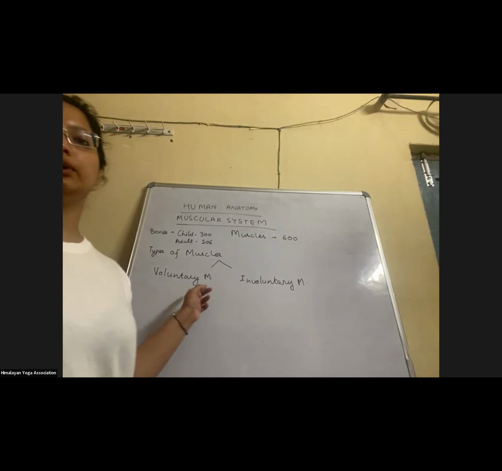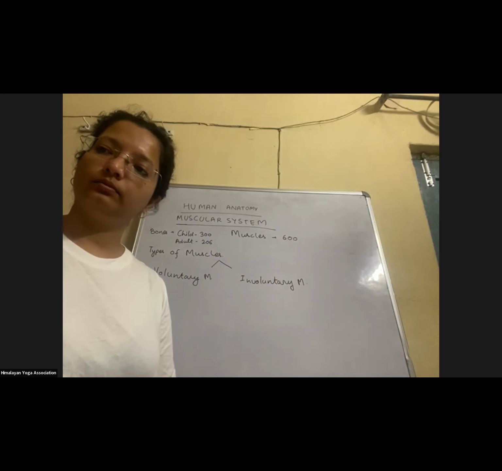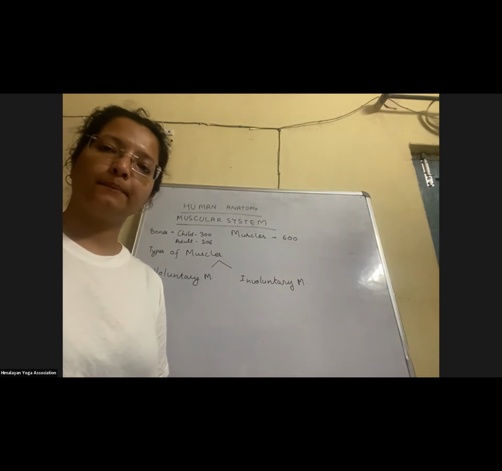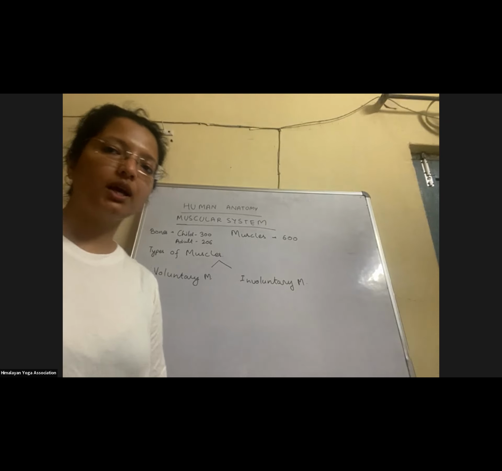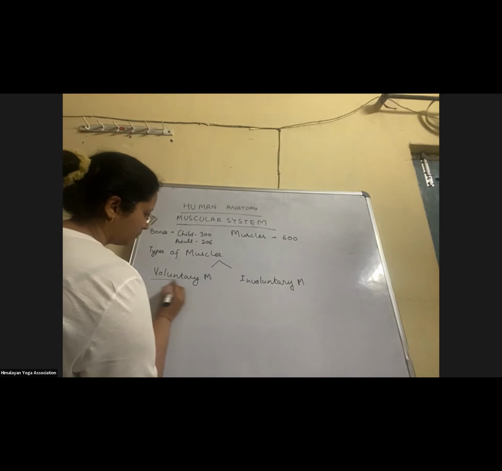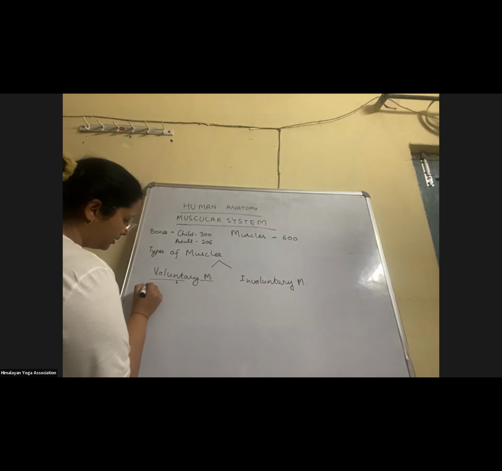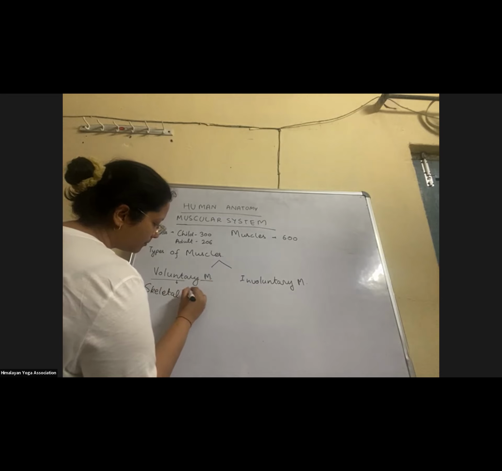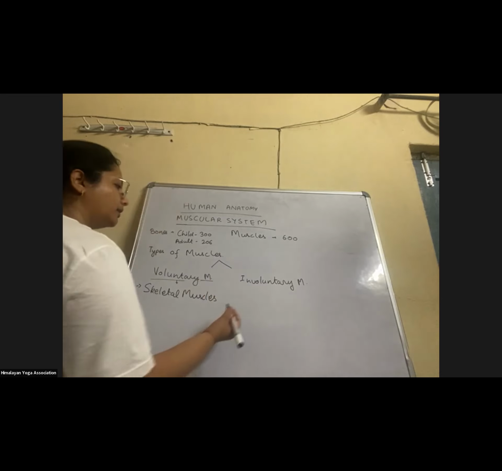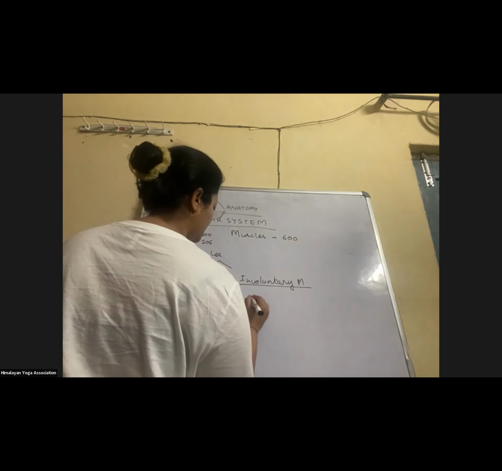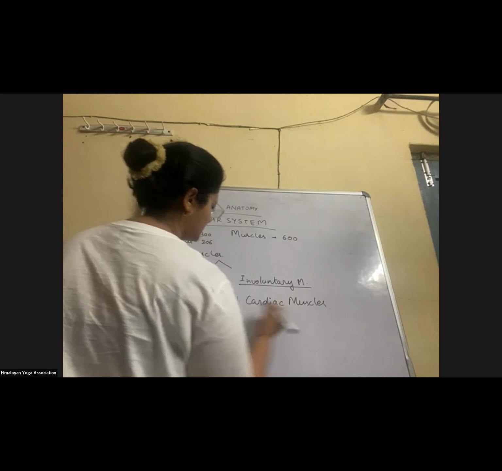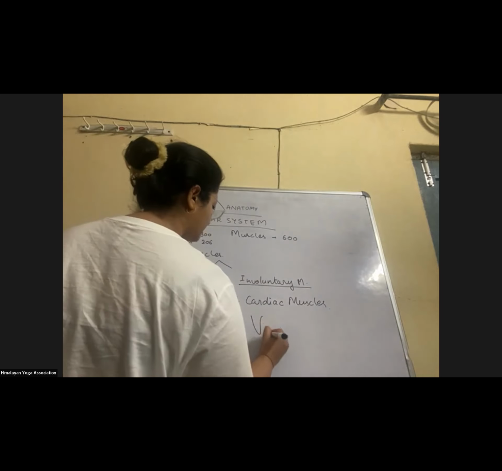Okay, can I give an example of voluntary muscles? Biceps, triceps, quads. Okay, good. And involuntary muscles? Peristalsis, digestive system. Yes, good, great. So voluntary muscles are the skeletal muscles, and involuntary muscles are the cardiac muscles and visceral muscles.